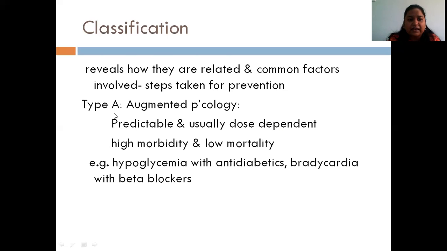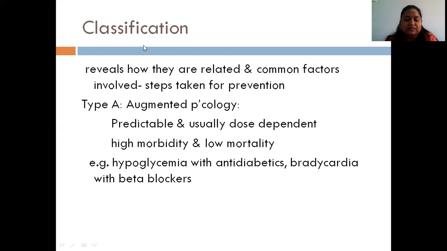So first is the type A. Type A is the augmented pharmacology. Augmented means predictable, and the ADRs are usually dose dependent, and these ADRs have high morbidity and a low mortality rate. Examples are hypoglycemic conditions with anti-diabetic drugs, or bradycardia with beta blockers.